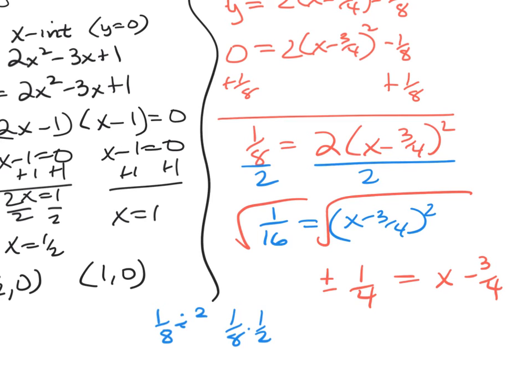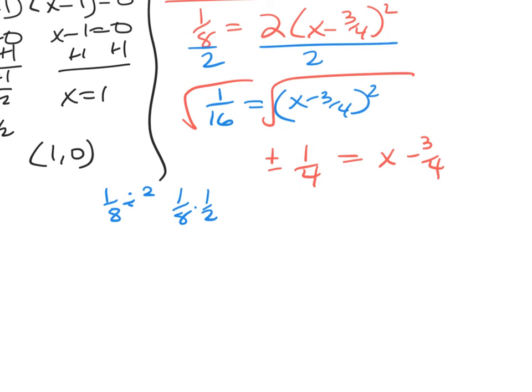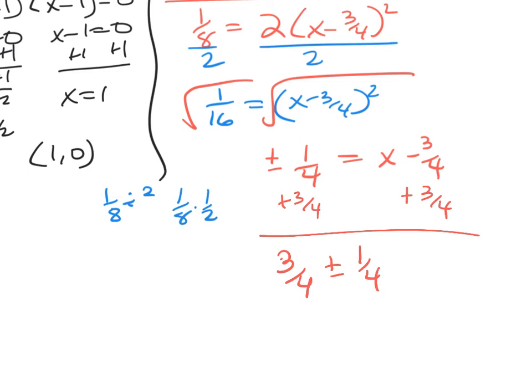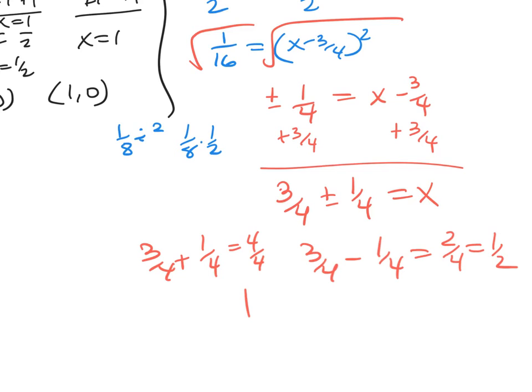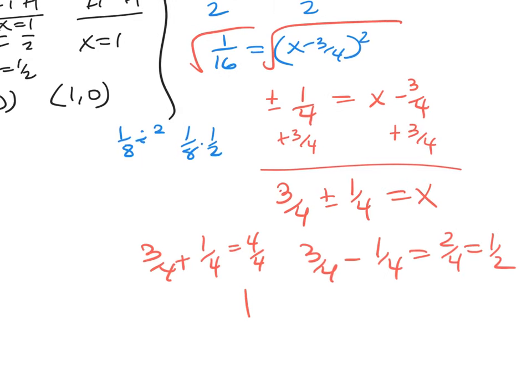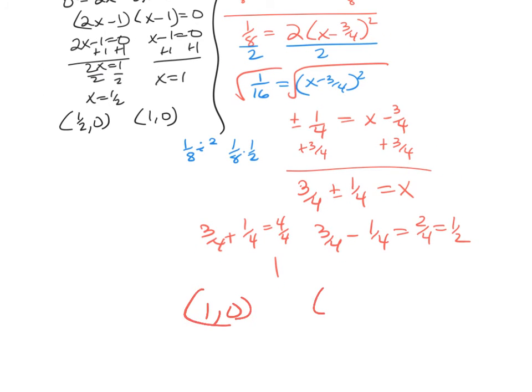See why factoring is a little bit easier? Now, once I move the 3/4 over, notice my radical disappeared. So now my answers are going to be 3/4 plus minus 1/4. So I actually have to do the problem. So 3/4 plus 1/4 and 3/4 minus 1/4. This gives me 4/4, which gives me 1 whole. This gives me 2/4, which is 1/2. Same ordered pairs that I got, (1, 0) and (1/2, 0), as when I factored it. So you can do it either way.